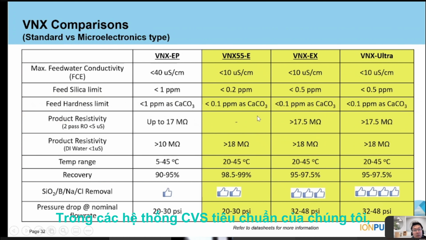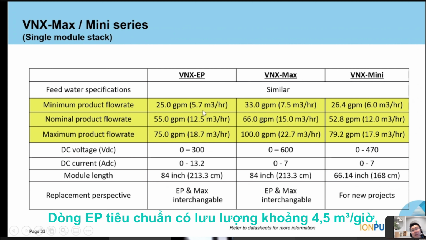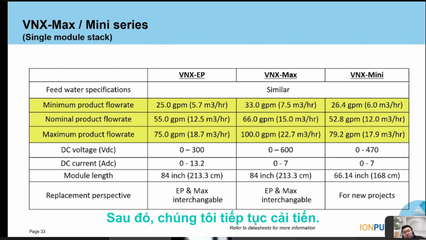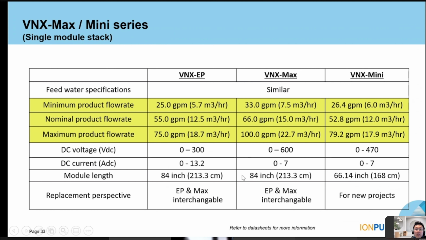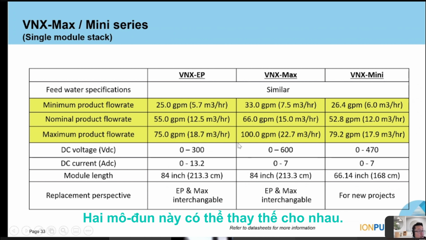And then in our standard series, our EP series, there are a few kinds of flow rate. The EP is standard, that is about 12.5 cubic meters per hour, in a module length of about 2.2 meters. Afterwards, we also tried to improve. It came out in 2018 as the VNX Max. In the exact same footprint, we squeeze an extra 2.5 to make it 15 cubic meters per hour. So these two modules are interchangeable.